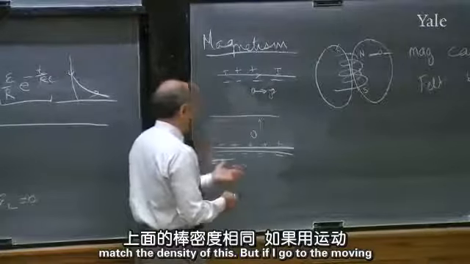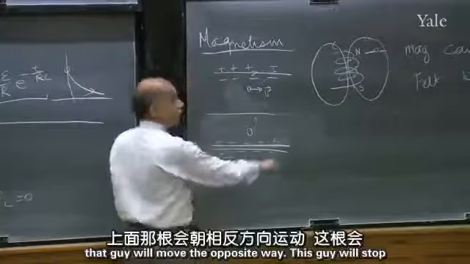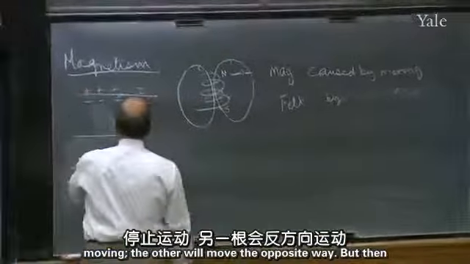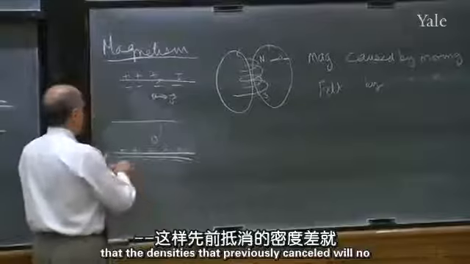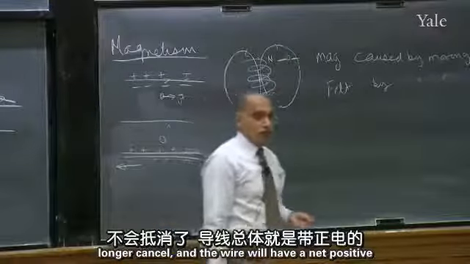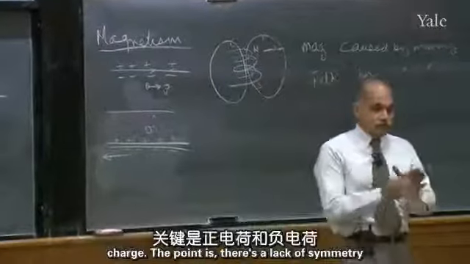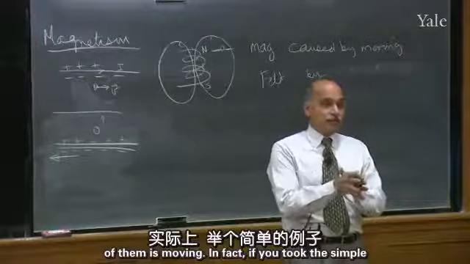But if I go to the moving frame, what will happen is this guy will freeze and that guy will move the opposite way. This guy will stop moving, the other will move the opposite way. But then you can show, I will do that calculation for you later, that the densities that previously canceled will no longer cancel. And the wire will have a net positive charge. The point is there's a lack of symmetry between the positive and negative charges because one of them is moving.